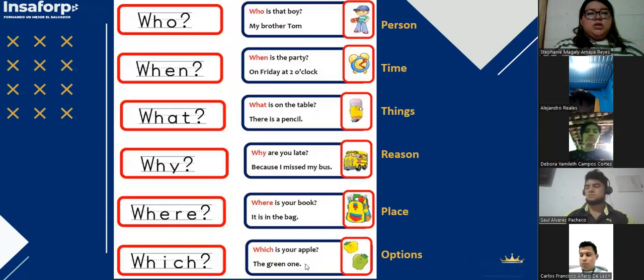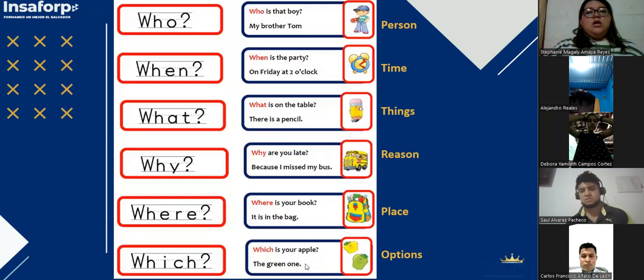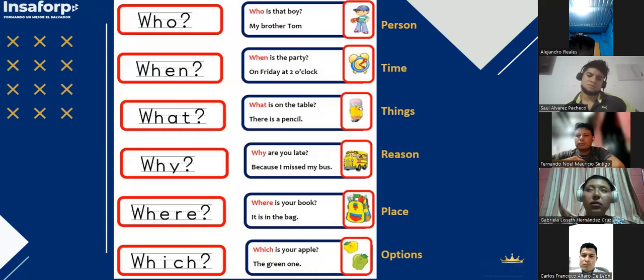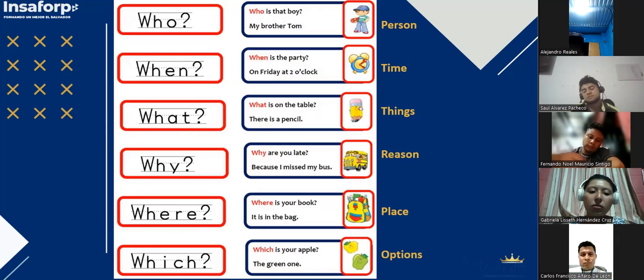Which is your apple? The green one. Este one es como el número uno. Es la misma palabra, ¿sí? Okay. The green one. Y apple se pronuncia así. Apple. Yes. Okay.